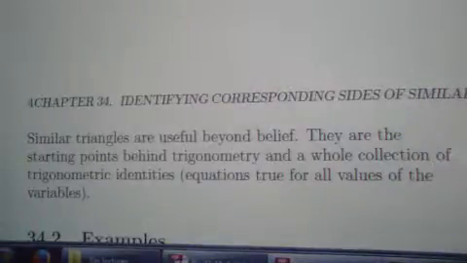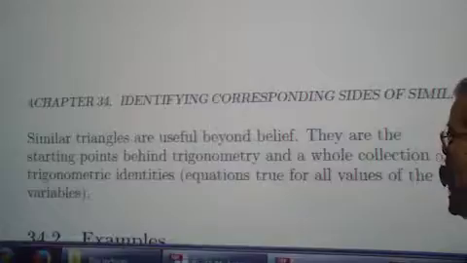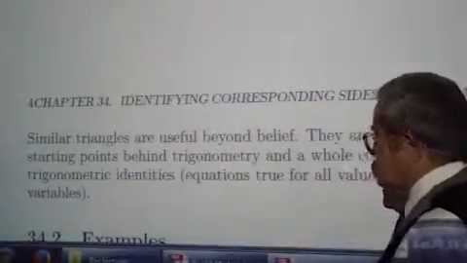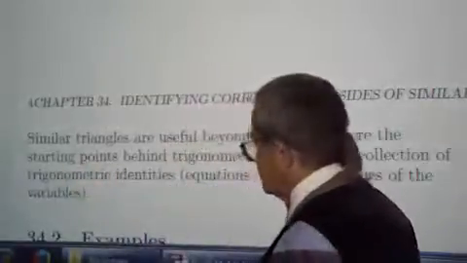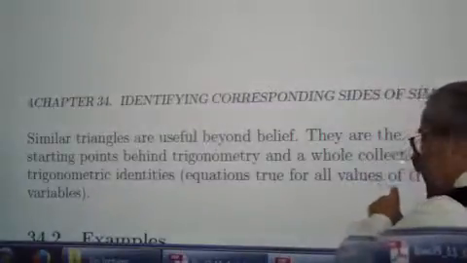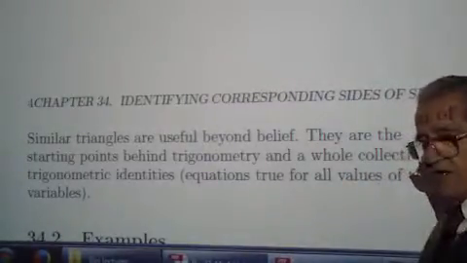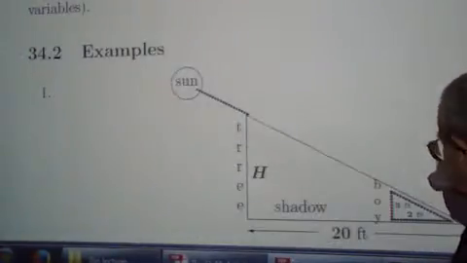Similar triangles are useful beyond belief. They are the starting points behind geometry and a whole collection of trigonometric identities, which means equations true for all values of the variables. So an identity is an equation that is true for all values of the variables, not just 1 or 2 or 10. We want examples.